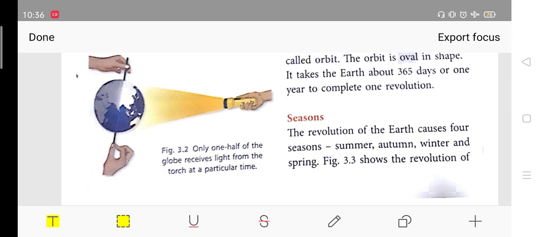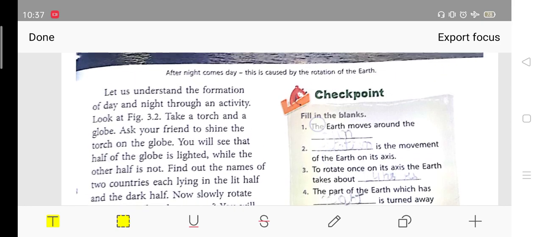Now when you are throwing the light from the torch, that area where the light will show is the area which will have the day. Start rotating the globe slowly, and you will see that area which was initially receiving the light is now in darkness. That is how the earth, it's the same for the earth.